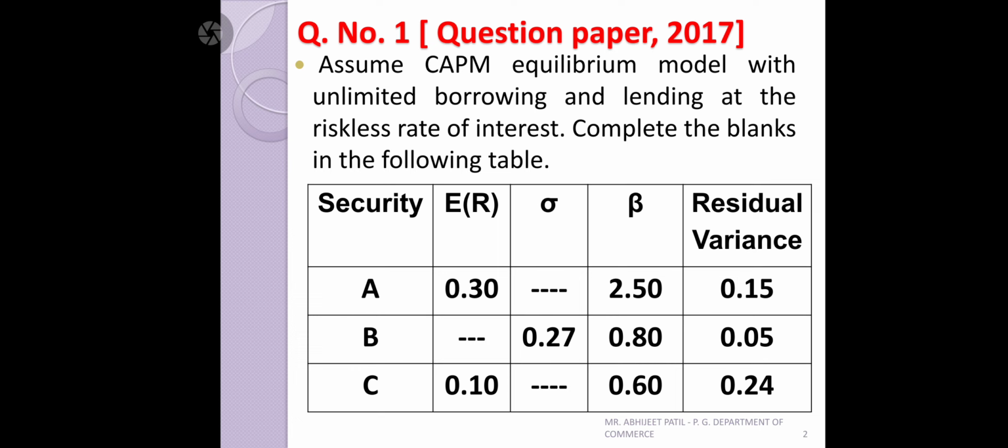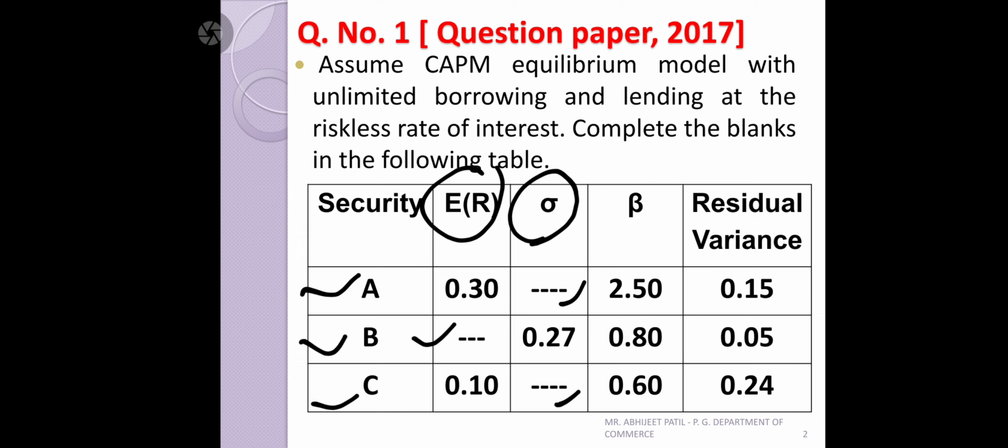Next, for security B the expected rate of return is not given, the standard deviation is given, beta is given, and residual variance is given. So for security B you should find the expected return. For security C the expected return is given, the standard deviation is not given, beta is given, and residual variance, that is unsystematic risk, is given. So for securities A and C we should find the standard deviation, and for security B we should find the expected rate of return. That is how we complete the blanks in the table.